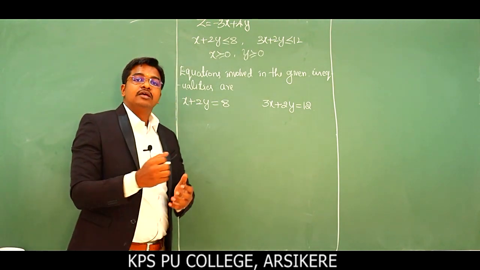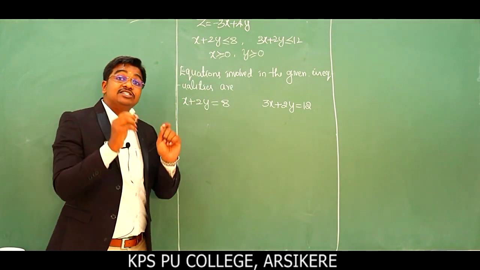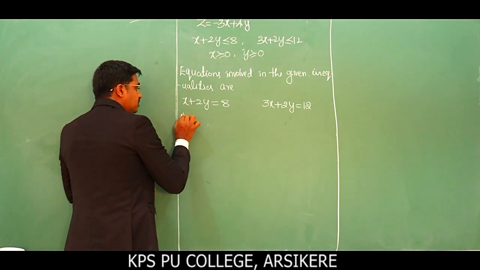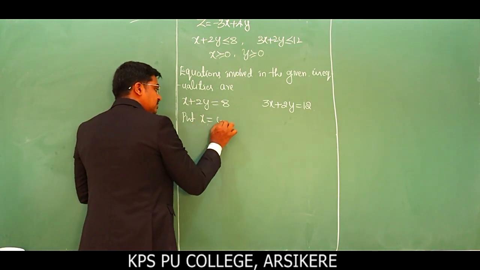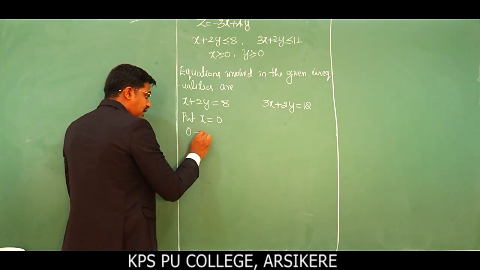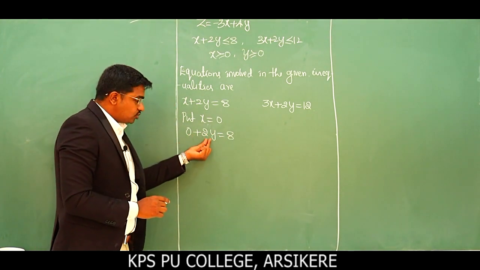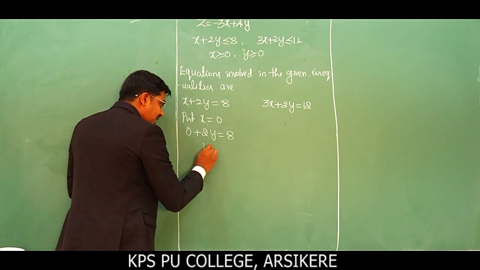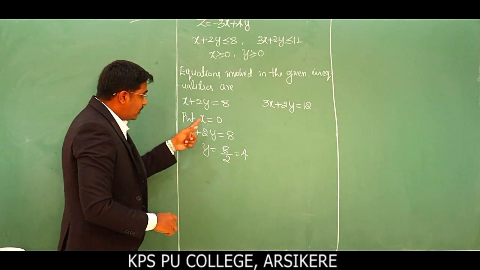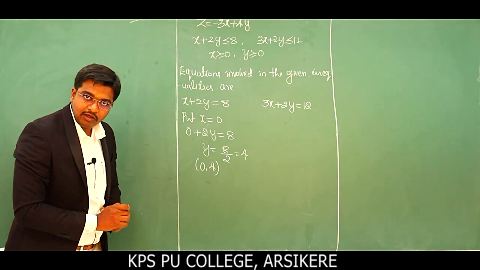Next step, substitute x is equal to 0, we get the point on which axis? Y axis. Similarly substitute y is equal to 0, we get the point on the x axis. First put x is equal to 0. Then x plus 2y, that is 0 plus 2y is equal to 8, so 2y is equal to 8, y is equal to 8 divided by 2, which is 4. The corresponding point is (0, 4).